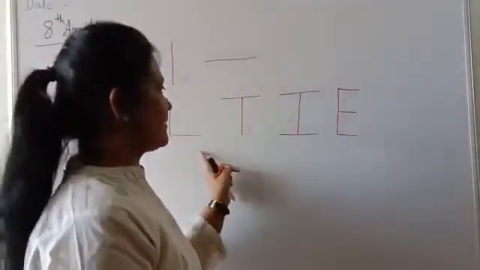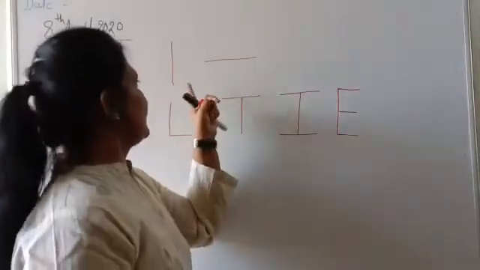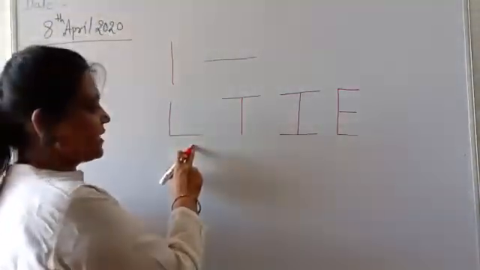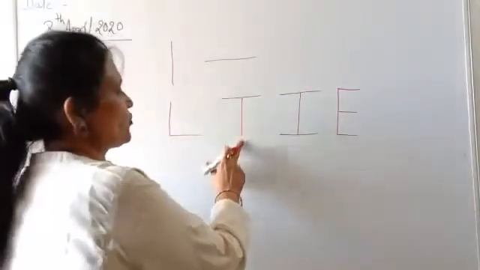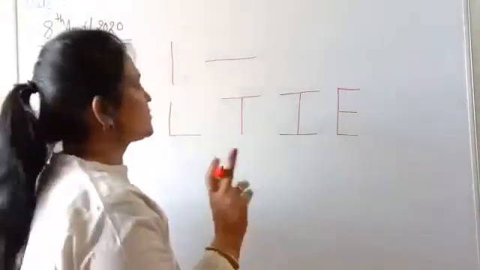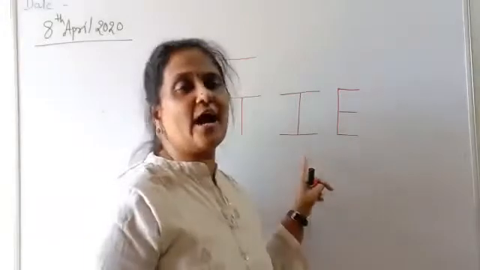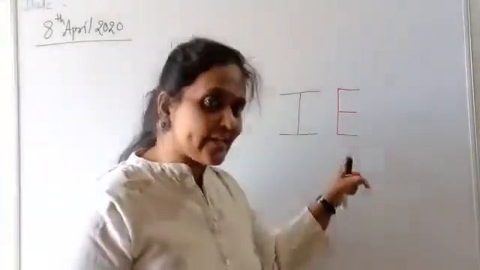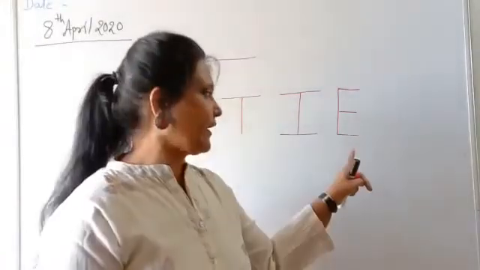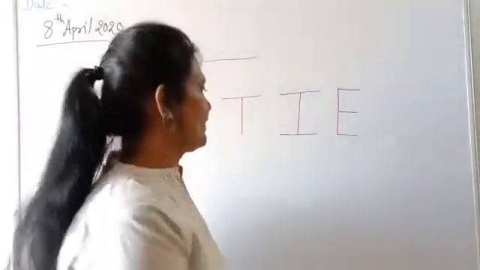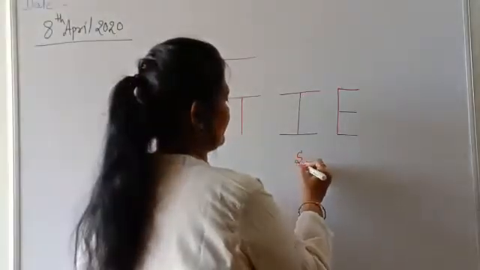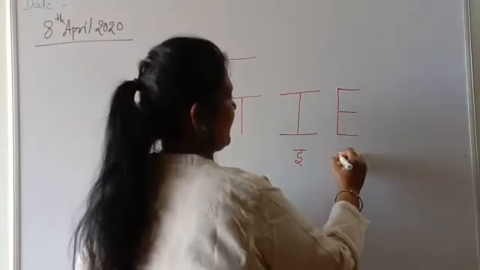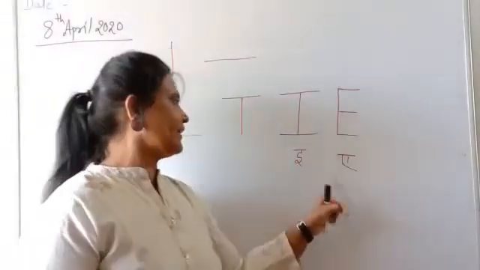These four letters are related to the standing and sleeping line. L. L says L. T. T says T. I. I says E. And E says A. The sound of E is A.